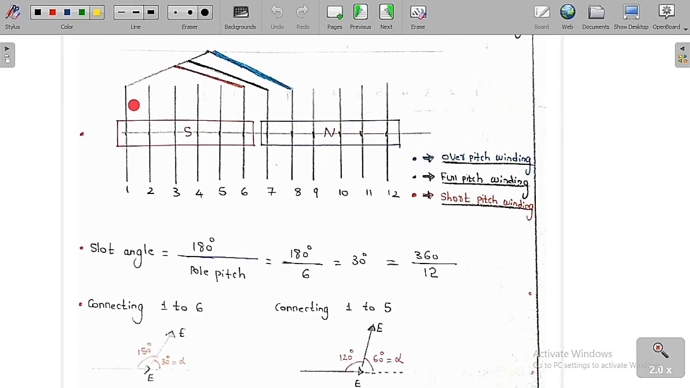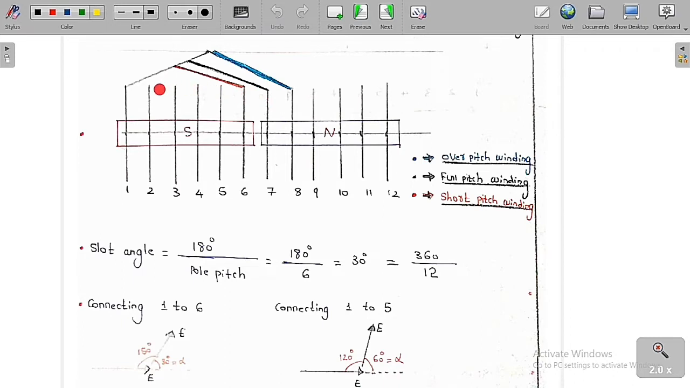Suppose I connect the conductor in slot 1 to the conductor in slot 7. The coil span is equal to 7 minus 1 is equal to 6. So 6 is equal to the pole pitch. It is called the full pitch winding. So whenever you connect the conductor in slot 1 to the conductor in slot 7, the coil span is equal to 6 and the pole pitch is also equal to 6. So we can call it the full pitch winding.